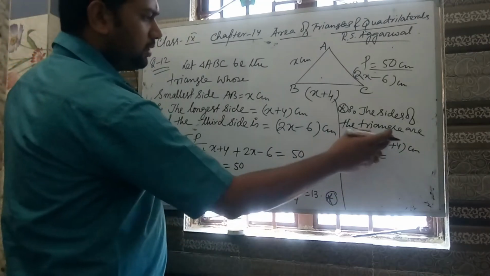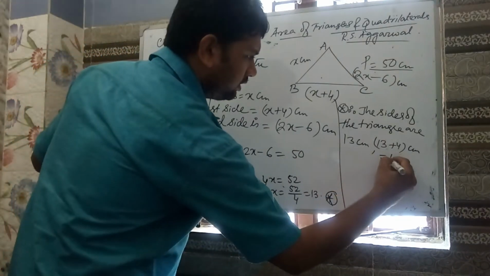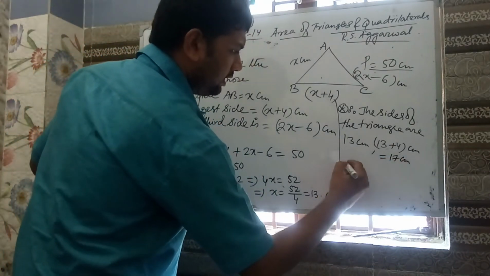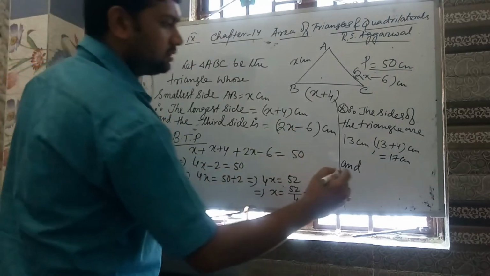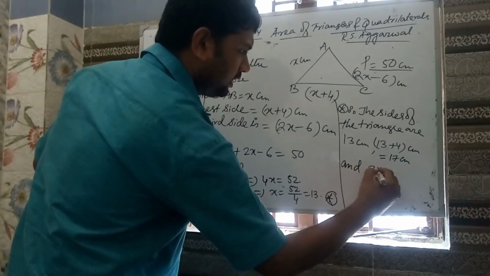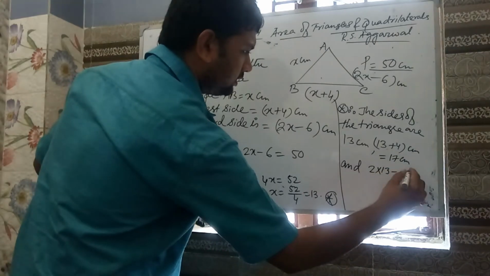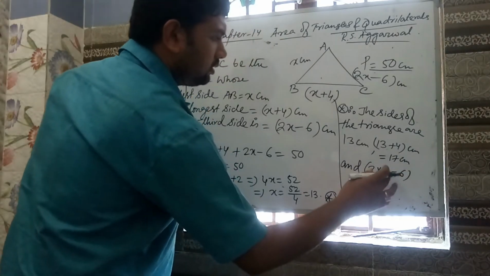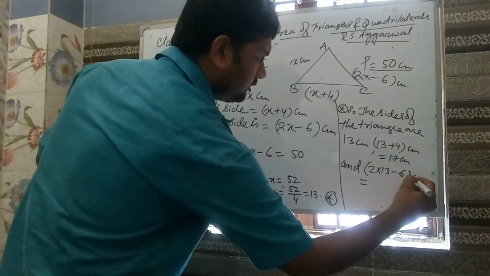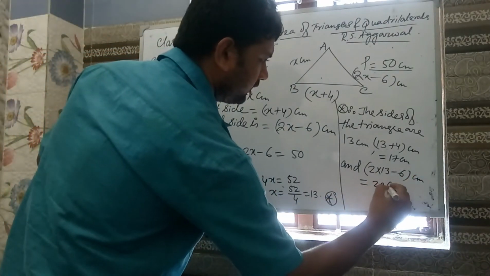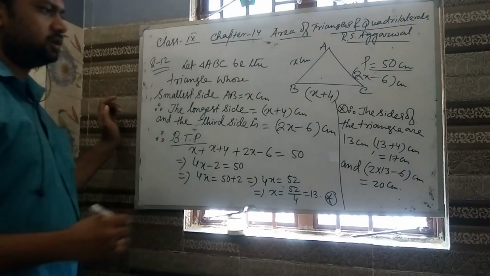So 13 plus 4, it is 17 centimeter, and 2x minus 6, that is 2 into 13 minus 6. 13 into 2, 26. 26 minus 6, that means 20 centimeter. Okay.